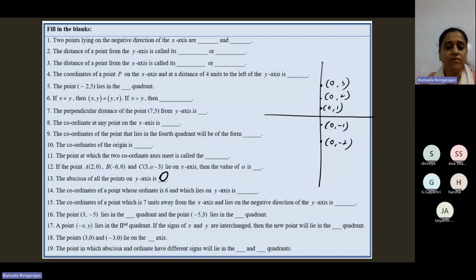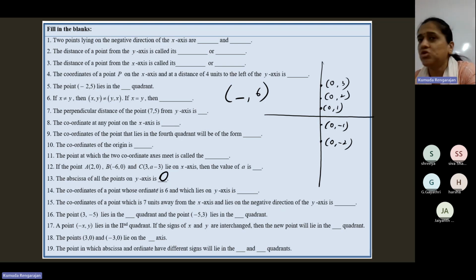The coordinates of a point whose ordinate is 6 and which lies on the y-axis is... What do you mean by ordinate? Y-coordinate. The y-coordinate is 6. So (0, 6). Why (0, 6)? Because the point lies on the y-axis. So the clues are given to you. There's a point, and you should write the coordinates of that point, that is, the x-coordinate and the y-coordinate.